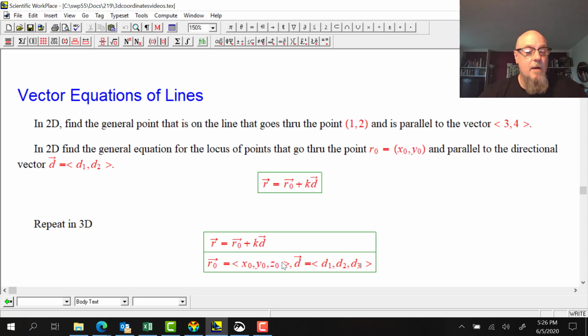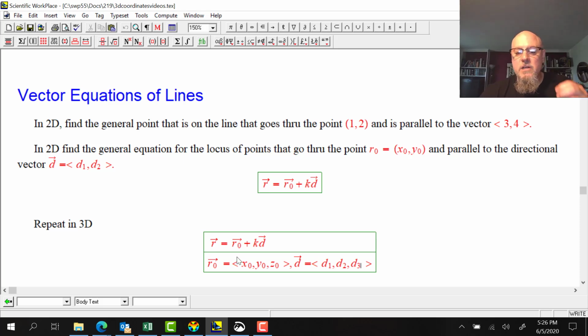I'm going to add a W here and a D4. So this vector equation of a line works in any dimension. 2-dimension is how we drew it, but we can see it in 3-dimension. In 3-dimension, we think of it as a string going through 3-dimensional space. The direction vector D is parallel to the string, and this R naught, the X naught, Y naught, Z naught point is a point on the string.